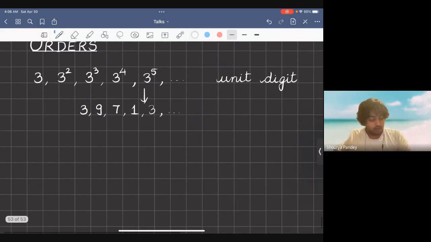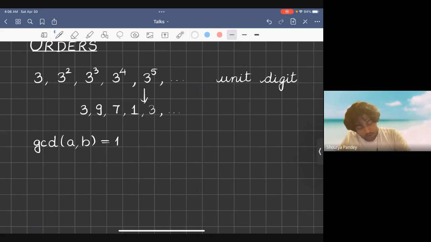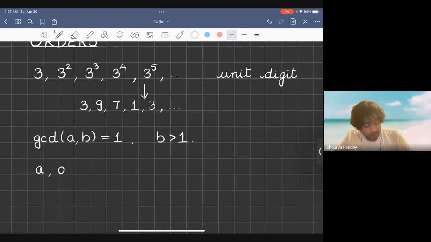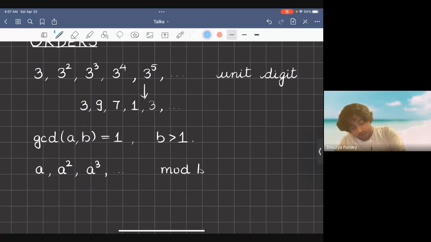In general, given any a and b coprime to each other, I will write GCD(a, b), because later on if we have tuples, it's confusing. Let's say GCD(a, b) equals 1, and let's say b is greater than 1 just for comfort. Then if we look at this sequence mod b, it will repeat.